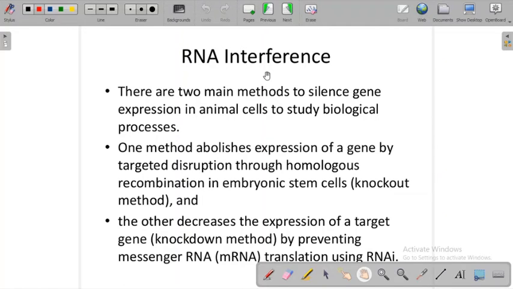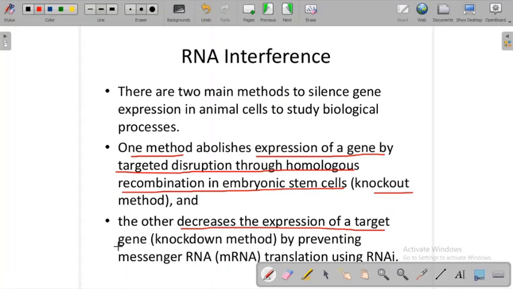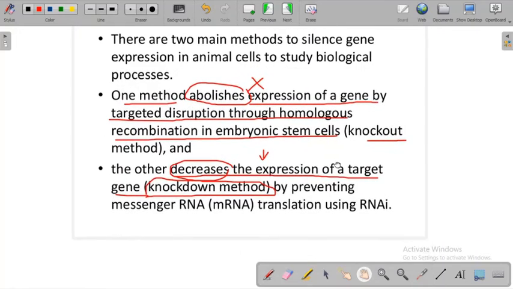So one method abolishes expression of genes by targeted disruption through homologous recombination in the eukaryotic system, and that is called the knockout method. And the other decreases the expression of the target gene. Okay guys, remember, one abolishes, we are stopping it, and the other decreases the amount of expression. This method is called a knockdown, and this one is called a knockout. I hope you are understanding this one.